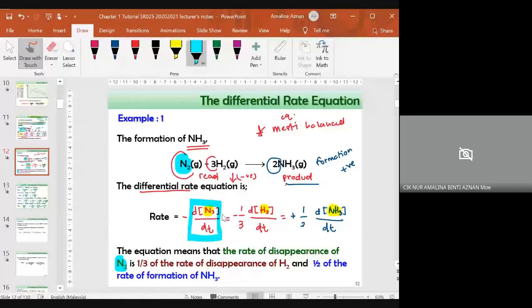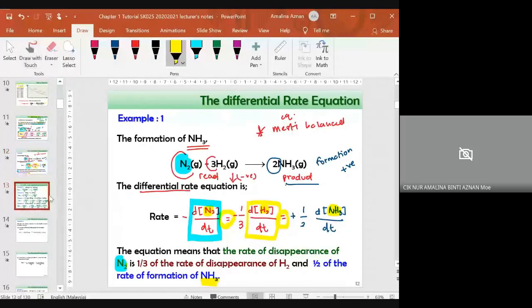Alright. So. Rate of disappearance of N2 is one third of the rate of disappearance of hydrogen gas. So hydrogen gas ni, ini dia punya rate of disappearance. So kalau kita compare dengan nitrogen, dia adalah 1/3 daripada rate of hydrogen tu berkurang. And then kalau kita compare nitrogen dengan NH3, dia adalah half of the rate of formation of the NH3. So that is why dekat sini kita guna simbol equal to. Okay. Maksudnya rate tu sama dengan apa.